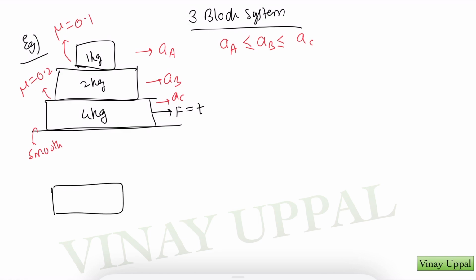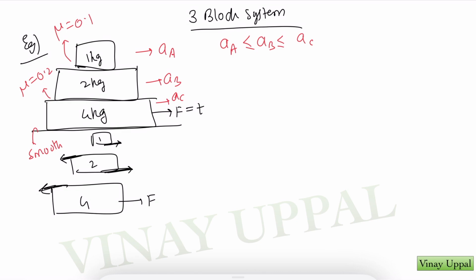Alright, so the directions of friction: I'm pulling the 4 kg block, so I'll have a friction acting this way. On the 2 kg, by Newton's third law, there will be a friction acting to the right and trying to accelerate it, which will be opposed by the friction on the top surface, which will further act to the right on the 1 kg block. So these will be the directions of friction.